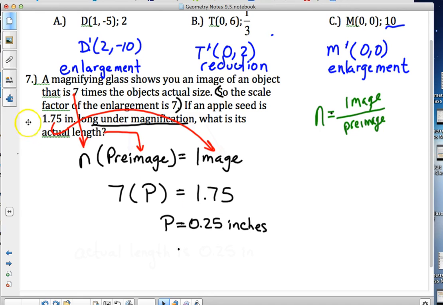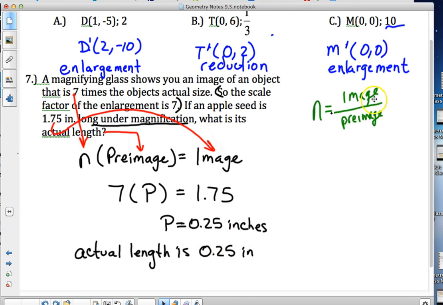And why did I know it was inches? It's because it was 1.75 inches, and it's a linear problem, so it's still inches. I got a word problem, I got a word answer. Actual length is 0.25 inches. And remember, I'm still using the idea that n is equal to image over pre-image. I just packaged it a little bit differently. Now let's go on to problem 8.